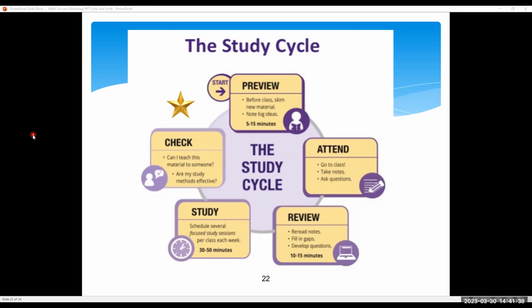So I do want to spend a bit of time on the study cycle. Layla mentioned it, and then I'll turn it back over to her. But the study cycle is something that you want to get into a rhythm with.